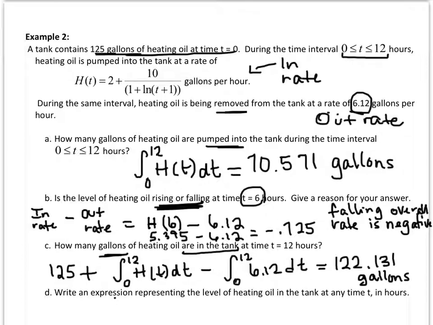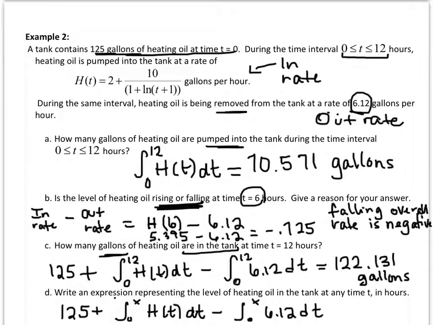Part D asks me just to formalize really what I did in Part C, write an expression that would find the amount, the level of heating oil, so really the amount of heating oil in the tank at any time t, not just at time 12. And so I can just model it after what I did in Part C. Just introducing a variable to represent any time in the future. And there I have my overall expression.